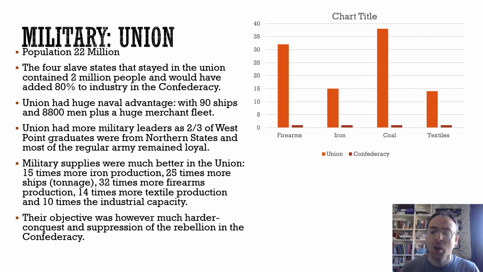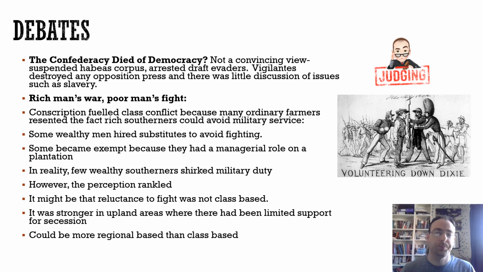So if this becomes a long war of attrition, where it's who has the most men and who has the most stuff, then the Union is going to have a massive advantage. But its objective is much harder. It has got to try and conquer the South, suppress it, keep control of it, and then bring it back into the Union. So you've got more men, you've got more stuff, but you've got a really hard job.